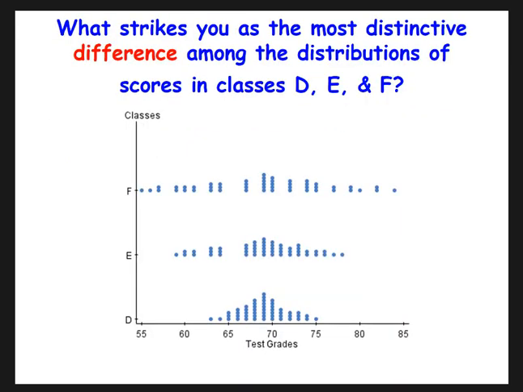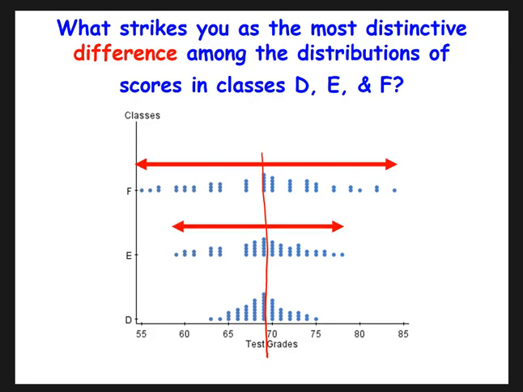So what strikes you as a distinctive difference between the distributions of these scores if we do three other classes, D, E, and F? Well, now the center of all of them seems to be in about the same spot, about 69, 68, somewhere in there. But we can see class D covers the whole width of that number line. Class E is a little less rangy, more compact together, less spread out. And class F is way closer together, way less spread out.